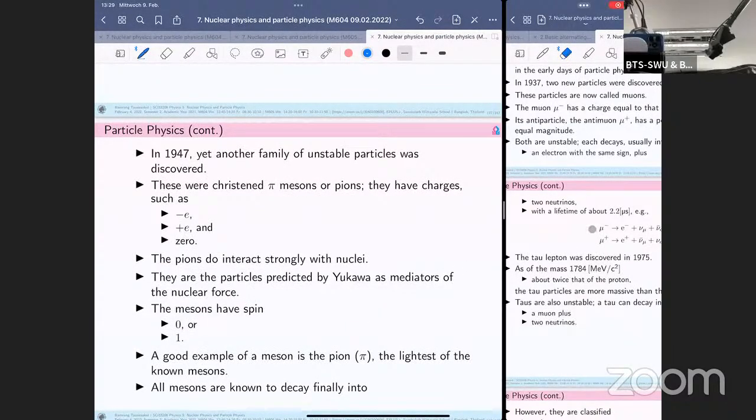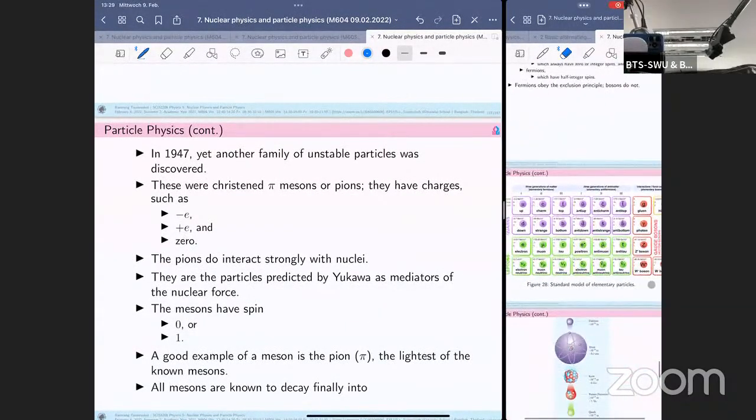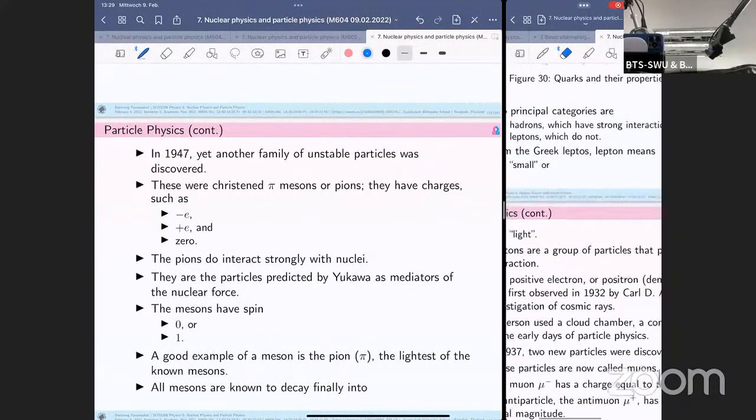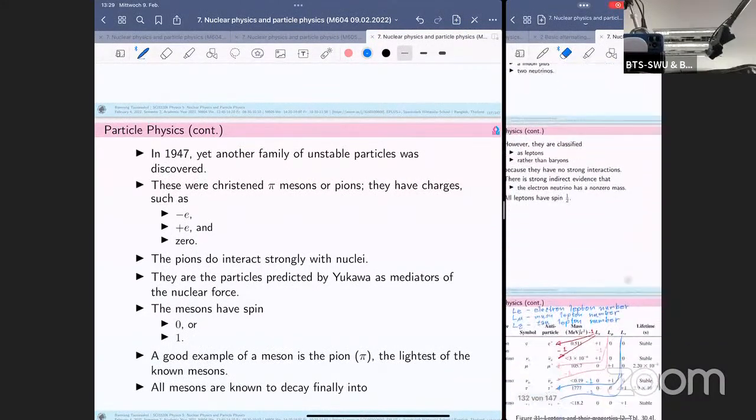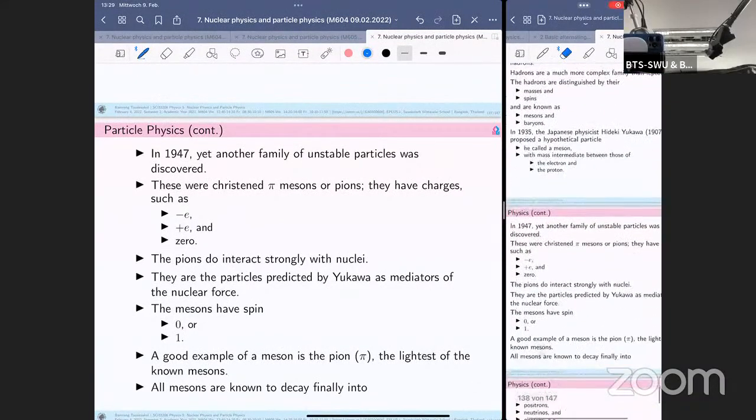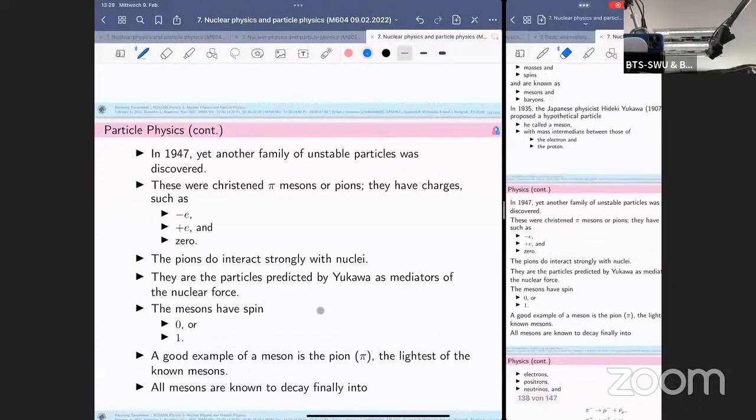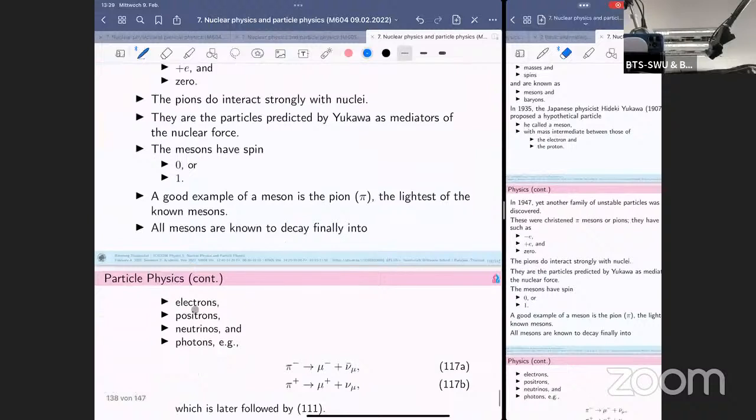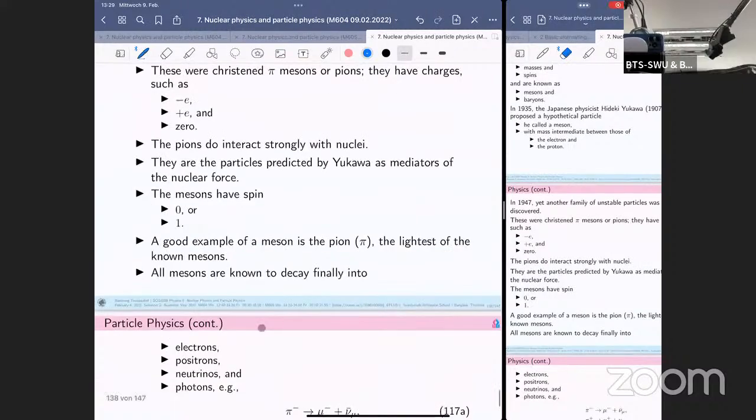Meson is not available in that table because meson is not an elementary particle. Meson will decay into elementary particles, but we will consider that later. The meson has spin number 0 or 1. A good example of the meson is the pion, the lightest of the known mesons. Mesons are known to decay finally into electrons and positrons and neutrinos and photons.